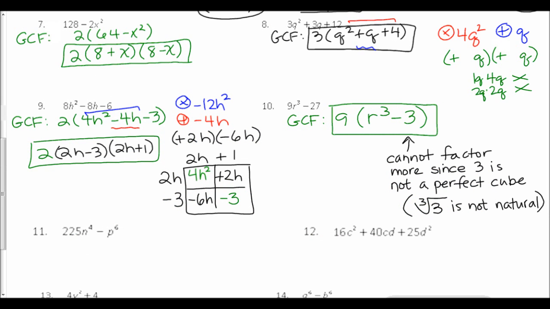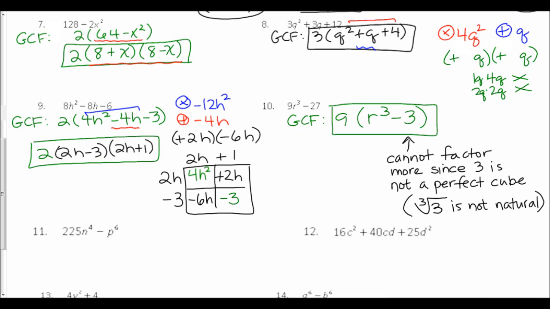So here's 7, 8, 9, and 10. On number 7, you take the 2 out as the GCF. Then what you have left inside is 64 minus x squared. That's a difference of squares, so it can factor further into the 8 plus x and the 8 minus x. So I have to factor completely. I always have to check to be sure. When I think I'm done, can I factor what I have left some more?